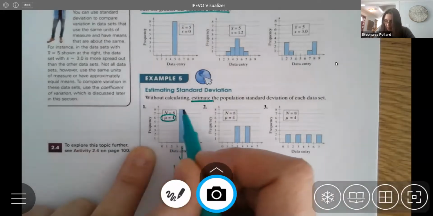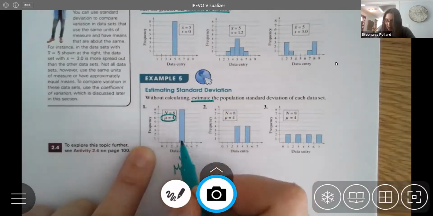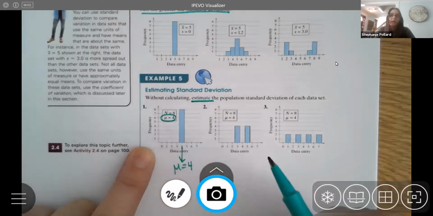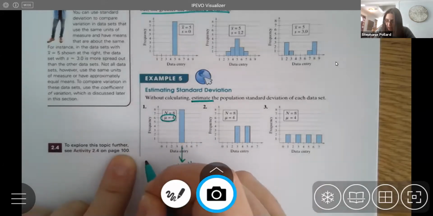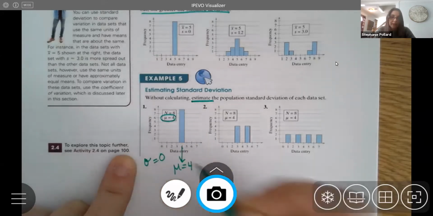And I have 8 data points, which makes sense because my height here is 8. So all 8 of my data points are also 4. So every data point is the same. They're all 4, and they're equal to the mean. So when that's the case, your standard deviation is going to be 0.